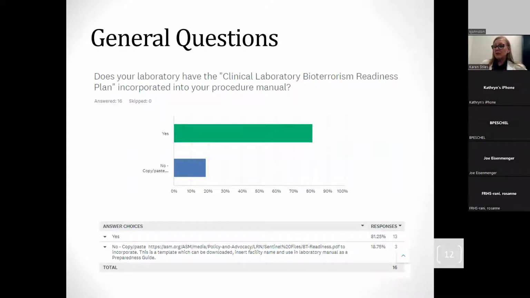Okay, so we have some general questions I'm going to go through really quickly, and I've never discussed them before, but I think it would be helpful to know why I ask these questions. Each time you do this survey, I will ask you, does your laboratory have a clinical laboratory bioterrorism readiness plan incorporated into your standard protocol? Well, this is something that I think is required at least for CLIA, but in reality, you work in microbiology.